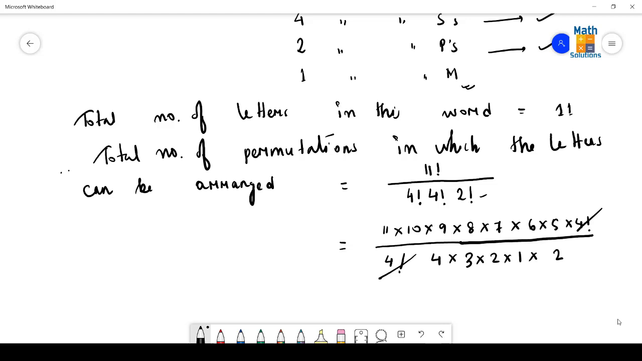Then what do we get? 3, 2 6s are 6, 2 gets multiplied. Then 2 gets cancelled. Then 4, 2 8s are 8, this 2 gets cancelled here. So if we multiply the rest of the terms, the result we should get is 34650.